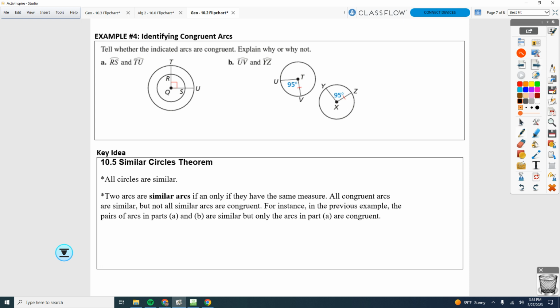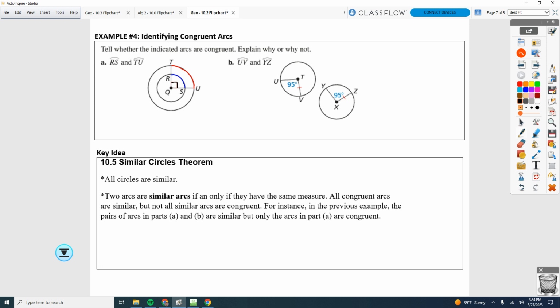Tell whether the indicated arcs are congruent, explain why or why not. Well, RS and TU, we have both of them being 90 degrees. So one of our arcs is this one right here. They have a central angle of 90 degrees. And then our other arc, this TU arc right here, also is 90 degrees.